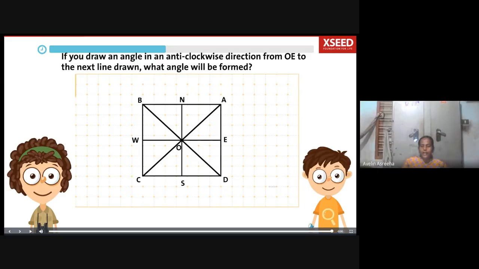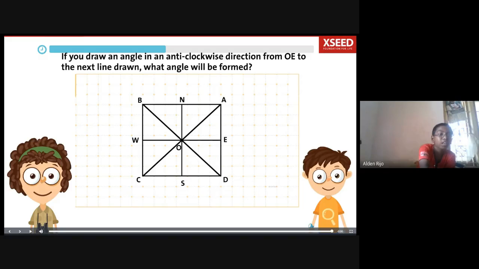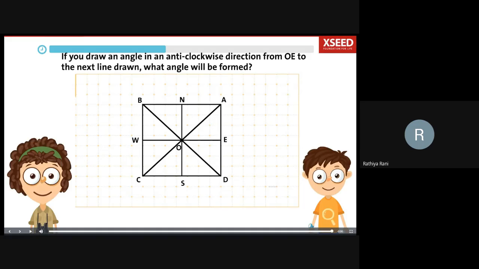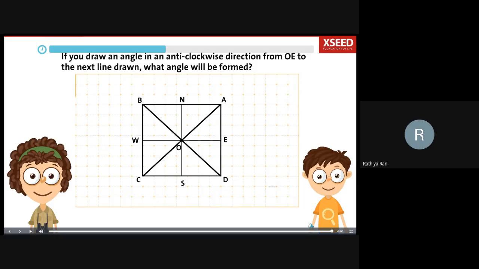Acute angle. Is it right, Riju? Yes, ma'am. And what will be the measurement? That is an acute angle, so the measurement is less than 90 degrees. Yes. What is the exact measurement? You can easily find.